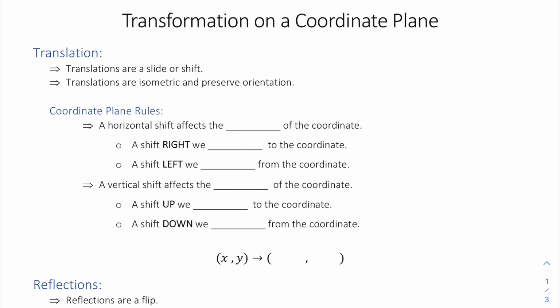So the translations portion of this you should be very familiar with. We talked about this in the first unit, and we looked at coordinate changes for horizontal and vertical shifts. A translation is a shift or a slide. Translations are isometric, which means they preserve the shape and the orientation.